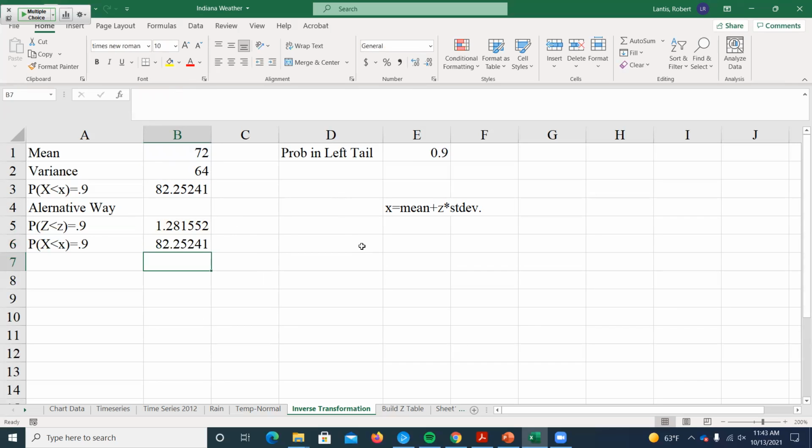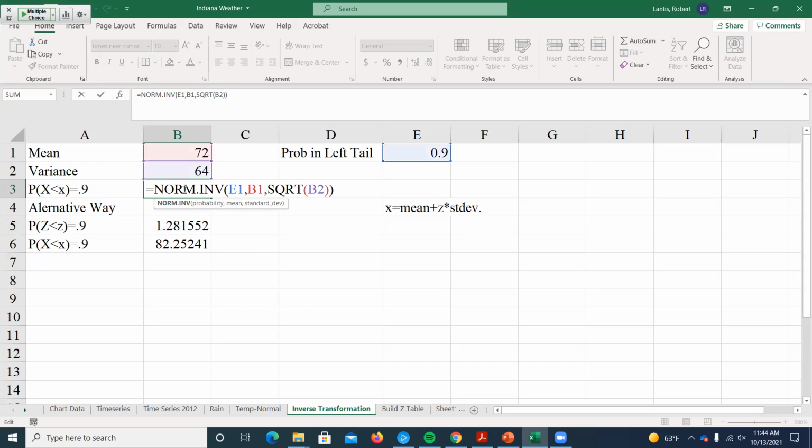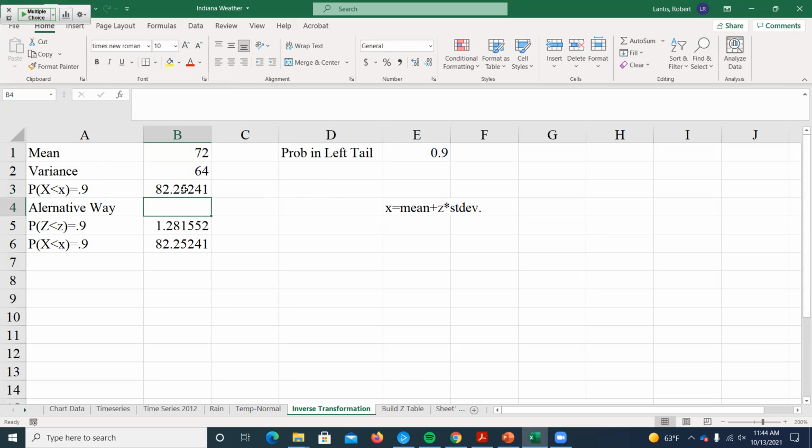Okay. So we can always do the intermediate step, like use the norm.s.inv and then plug it into the formula, just like when we did norm.s.dist, found the probability that we wanted. We had to first calculate the z-score to put it into norm.s.dist, or we could just skip the intermediate steps and use norm.dist, or here, skip all the intermediate steps and just use norm.inv. Any questions on anything that we did there?